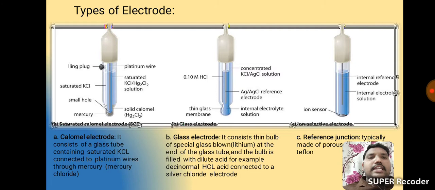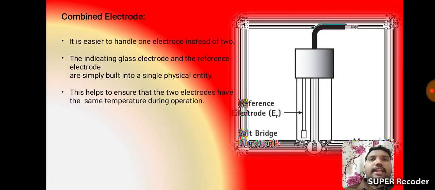The glass electrode consists of a thin bulb of special glass blown at the end of a glass tube, and the bulb is filled with dilute acid, for example decinormal HCl, connected to a silver chloride electrode. This is the glass electrode. The reference junction is typically made of porous Teflon material. This is the reference junction. These are the types of electrodes.